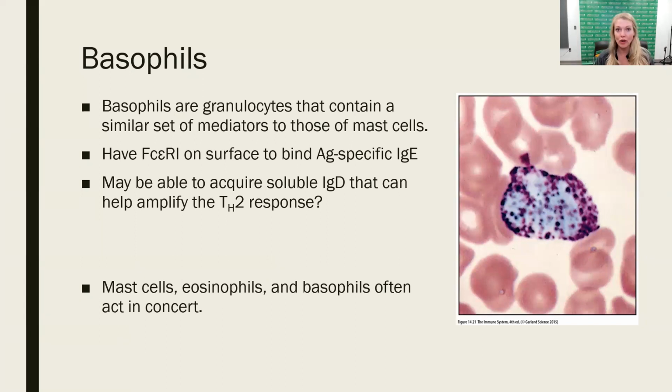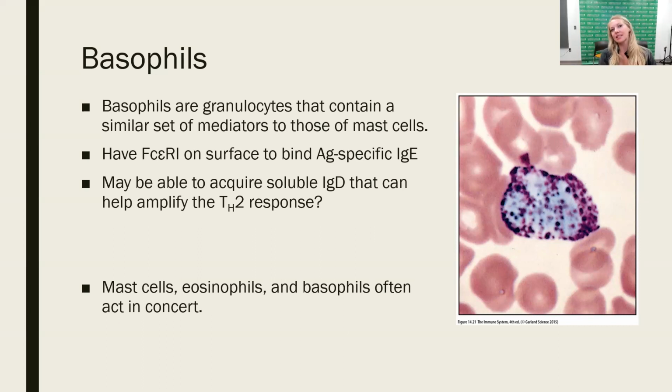Okay, and basophils. This is the last little bit. Again, one of the granulocytes. Remember, neutrophils, eosinophils, and basophils are the three granulocytes. They have a similar set of mediators like we saw in mast cells, and they also bind IgE because they have the epsilon receptors. Now there's some talk about how they can bind IgD, but nobody really cares at this point. We don't really know about IgD.